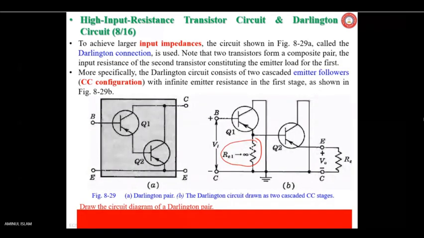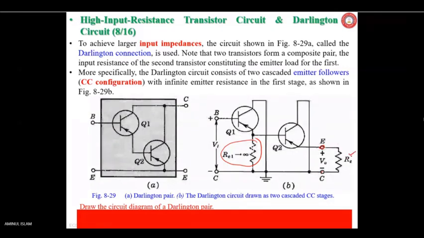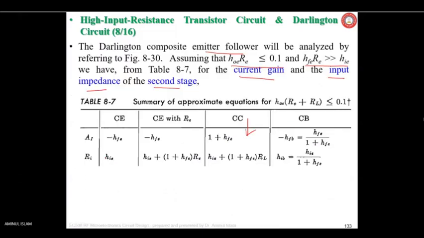Is it not an emitter follower? Here at the emitter you are connecting RE. What is the characteristic of an emitter follower? The output is taken from the emitter terminal. The load resistance is connected there, which, instead of writing ZL or RL, we write as RE because it is connected at the emitter terminal. So it is nothing but a CC stage or emitter follower, and the current gain and RI are important for us, and hence we have put this table here.